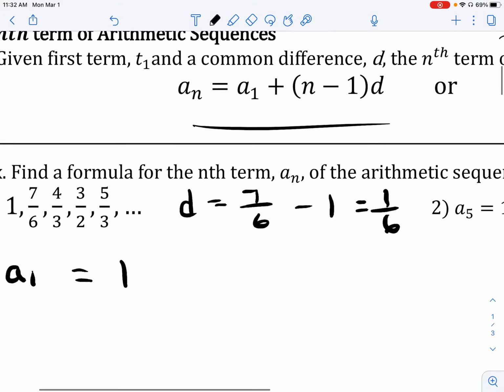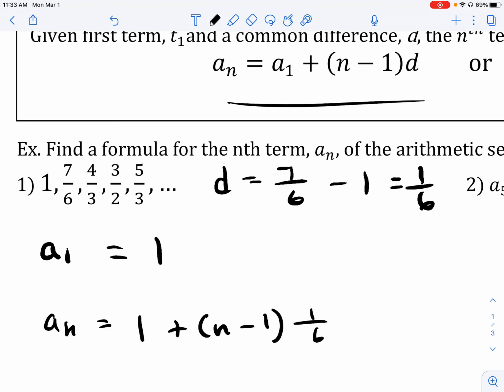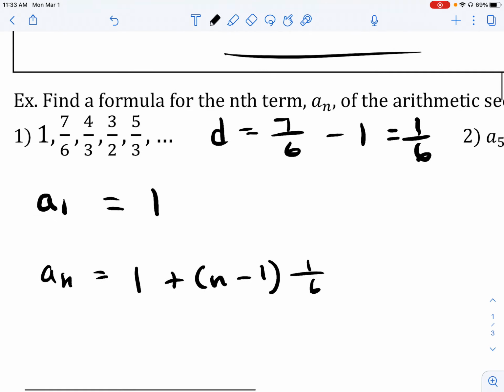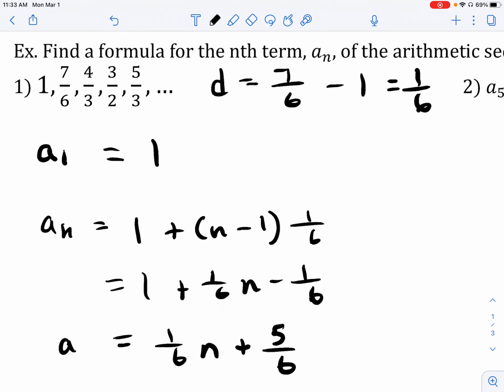So plugging that into the formula that we have here, we're going to say the following. a sub n is equal to a sub 1, which is 1, plus n minus 1 times 1/6. And let's simplify this here. We've got 1 plus 1/6 times n minus 1. So if I distribute that 1/6, that just gives me 1/6 n plus 5/6. Right? And so this is my a sub n.